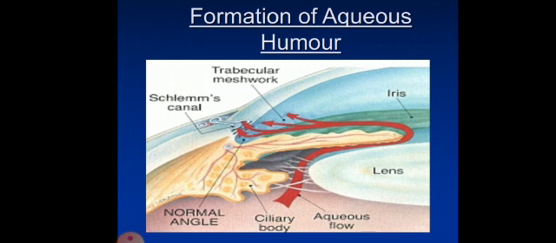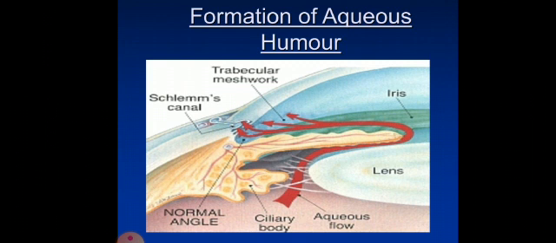Now the ciliary process form aqueous humor and pour it into the posterior chamber, from where it flows through the pupil into the anterior chamber. That's a circulation of aqueous humor. So that particular thing what I've told now, you can actually see it in the figure.